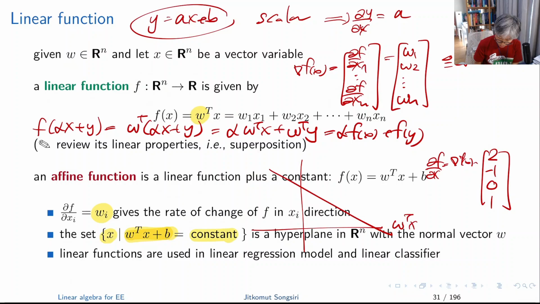Suppose this is w transpose x plus b. This is a hyperplane in Rn where the gradient w must be perpendicular to your level set or the contour. So suppose w is pointing in that direction, it means that whenever b decreases, your contour is moving this way. It's moving to the other side of your gradient, because the gradient vector is the direction where your f increases, right? That direction.